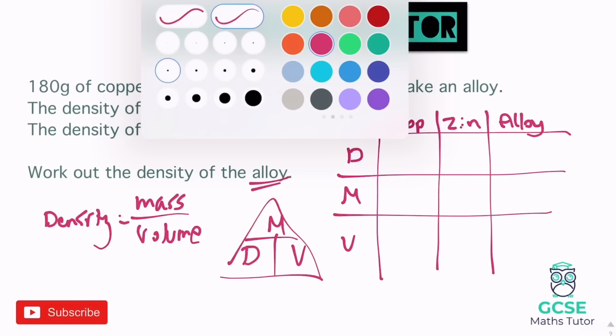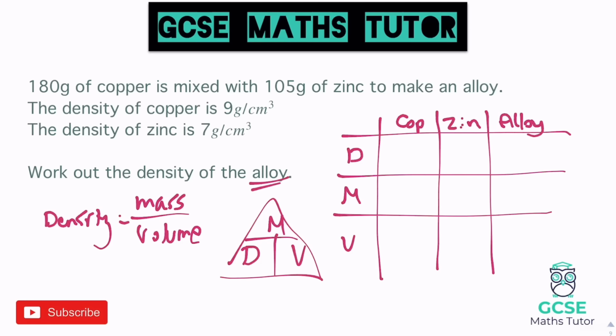Right, so let's fill in what we've got. We've got a mass of the copper of 180, we've got a mass of the zinc of 105. It also gives us a density of the copper, which is 9, and a density of the zinc, which is 7. And it wants us to work out the density of the alloy just here.